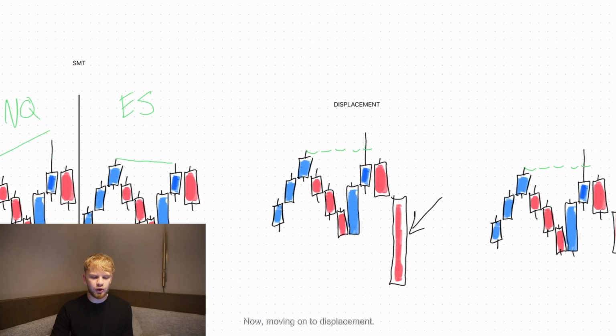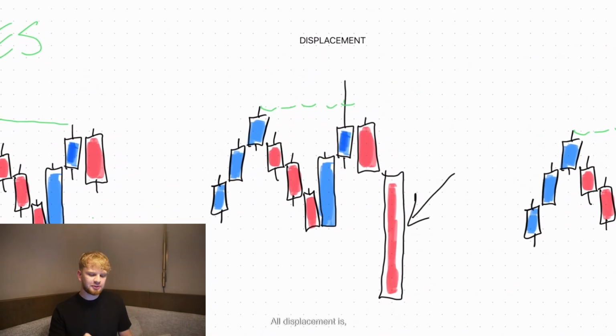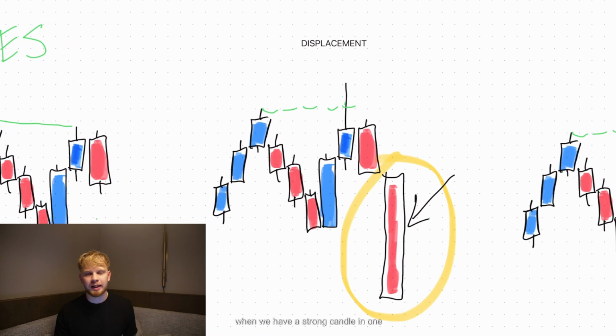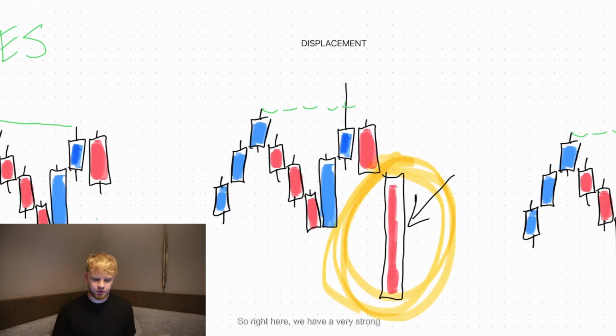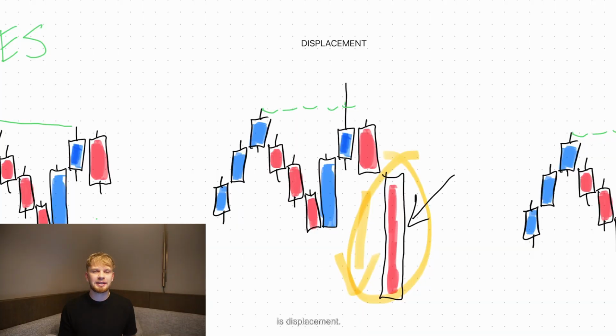Now, moving on to displacement, one of my favorite things to use when we are looking for a trade. All displacement is when we have a strong candle in one direction, ideally without much of a wick. So right here, we have a very strong displacement candle. As you can see, this candle is a lot bigger than the candles around it, meaning that it is displacement.